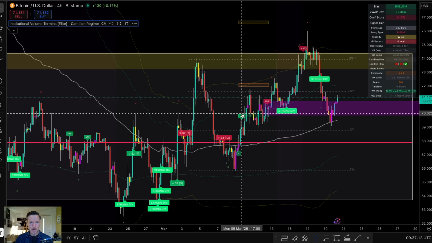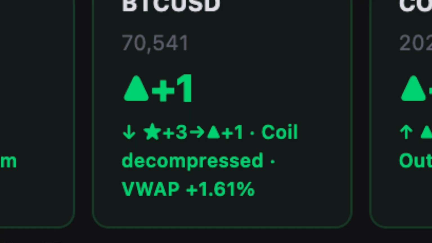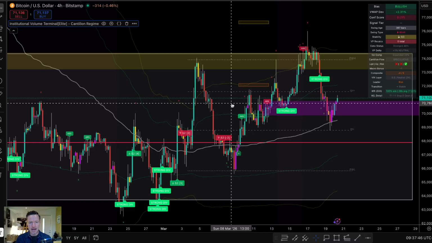So here's where we are today. The BTC coil at 98% that I flagged on March 13 has now decompressed. BTC downgraded from +3 to +1 overnight, and price came from the 74.2 high back to 70.5. The VWAP deviation dropped from 7.5 to now 2.3.